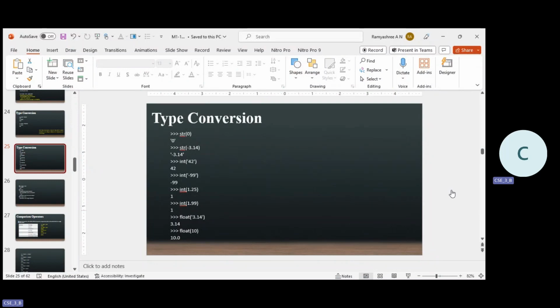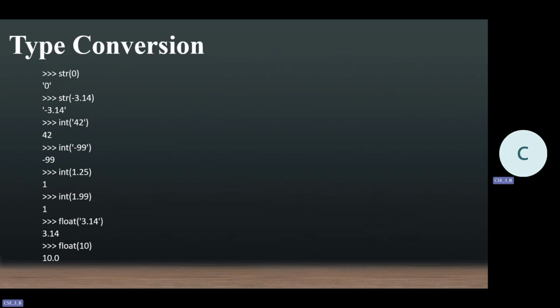Type conversion is nothing but conversion from one data type into another data type. For example, here we can see for the string function, we are passing the integer value, and when it is converted to the string type, that is str of 0, we can see the result is in quotes. It indicates that this integer value is converted to string.